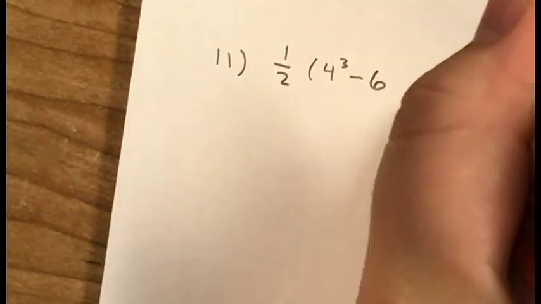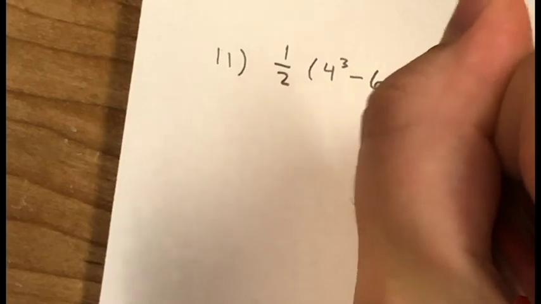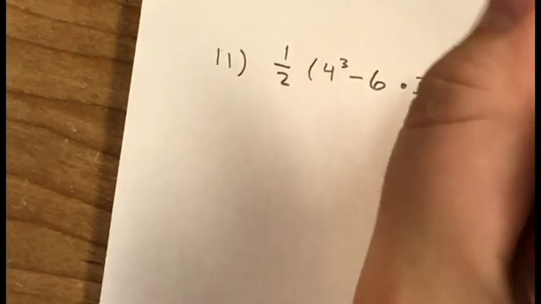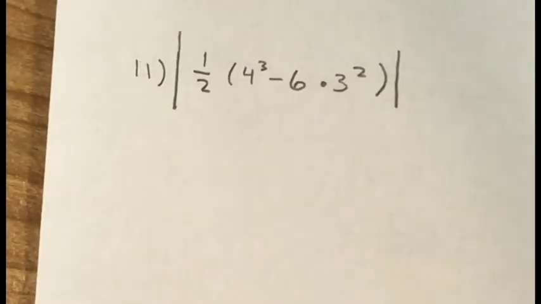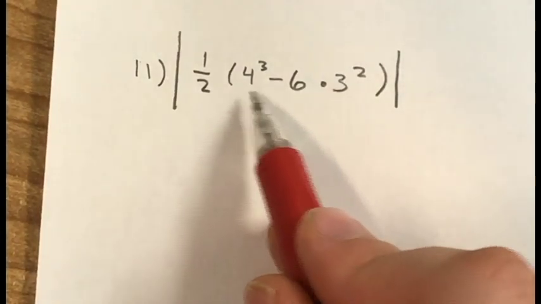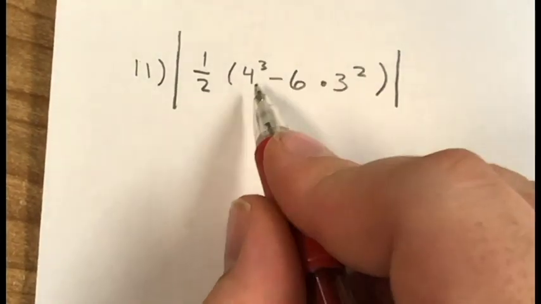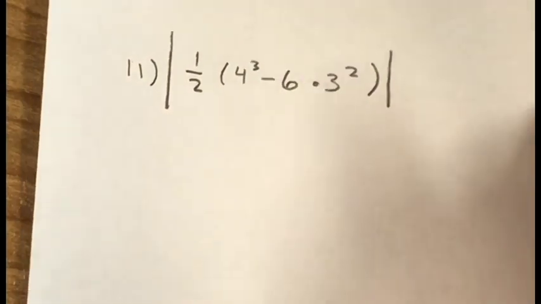So I have 1/2, and I'm going to multiply all this by 4 to the 3rd minus 6 times 3 squared in parentheses, and all of this I'm getting the absolute value of. So again, let's work this out step by step. Parentheses, we're going to work all inside. So let's do our exponents. I have 4 to the 3rd power. Let's do some scrap work.